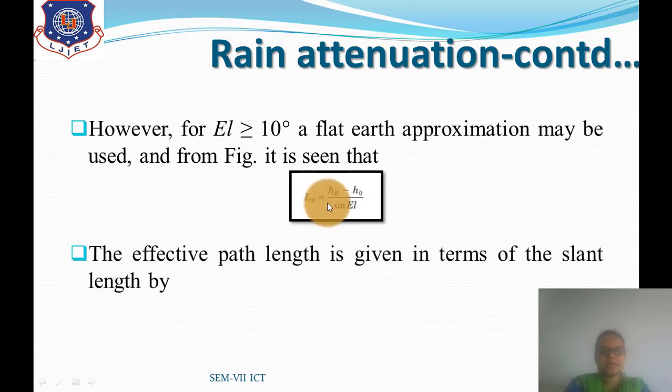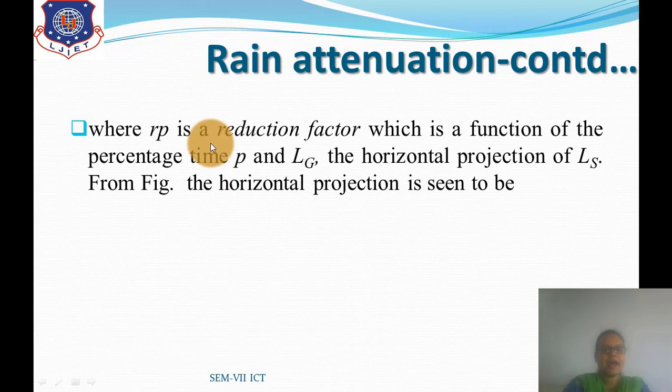Right? Now, similarly, the effective path length is given in terms of slant height by L is equal to LS into RP, where RP is the reduction factor. Clear? Where RP is the reduction factor, which is a function of percentage time P and LG, that is ground length. The horizontal projection of LS from the figure, that is nothing but LG, is equal to LS into cos of elevation angle.